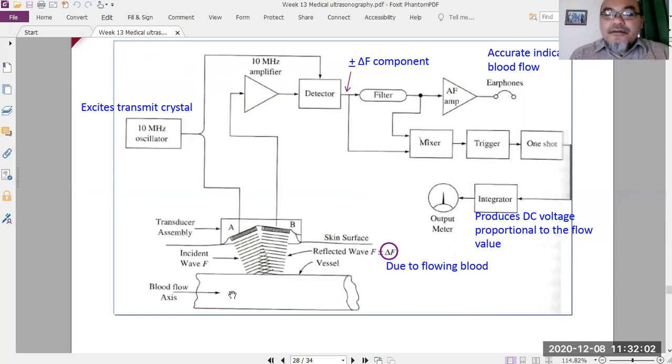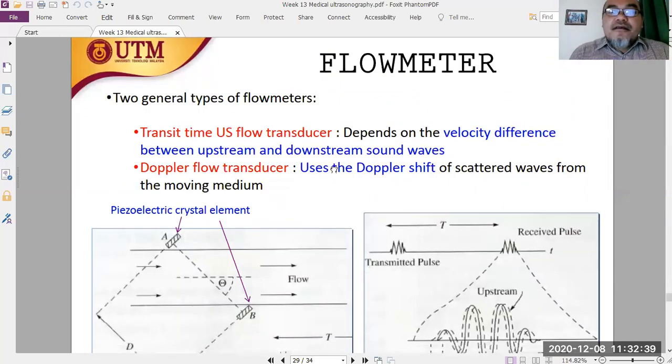Okay, so if there's a blood flow here, then due to the Doppler effect, remember what the Doppler effect is in physics? Yes, there is a shift of frequency. Frequency will be changed. The reflected wave from the blood will have a different frequency compared to the incident wave. And this is proportional to the flow rate of the blood. If the blood doesn't flow, zero, then there is no delta F. Delta F will be zero, so the frequency will be the same between the incident wave and the reflected wave.